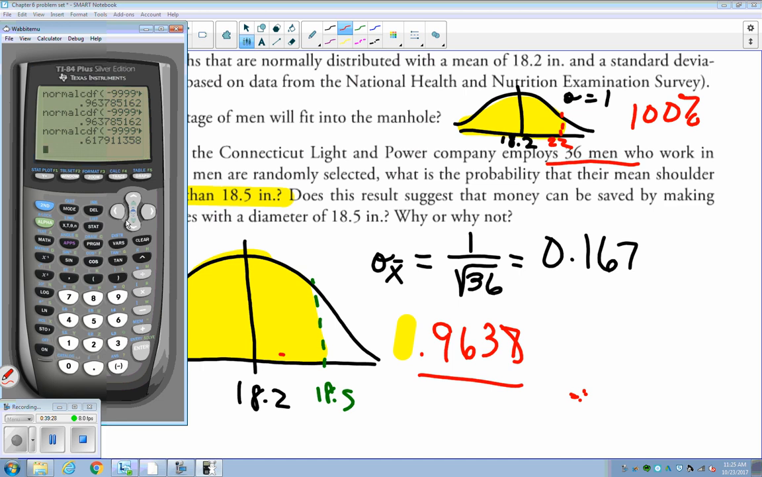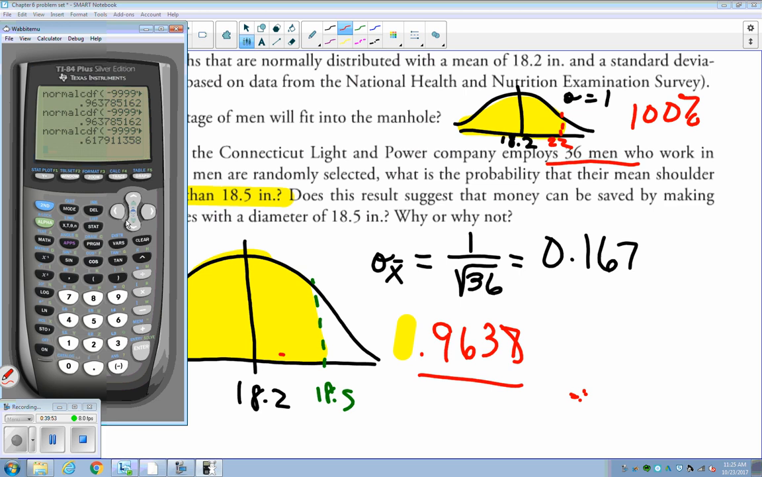Okay. So it's not unusual when it comes to the entire population. Correct. With that random sample of those specific 36 people that work for that company, yes, it would be unusual, but not for the entire population. Correct. Because I would be losing a big percentage of the population that would fit. Right. Correct.